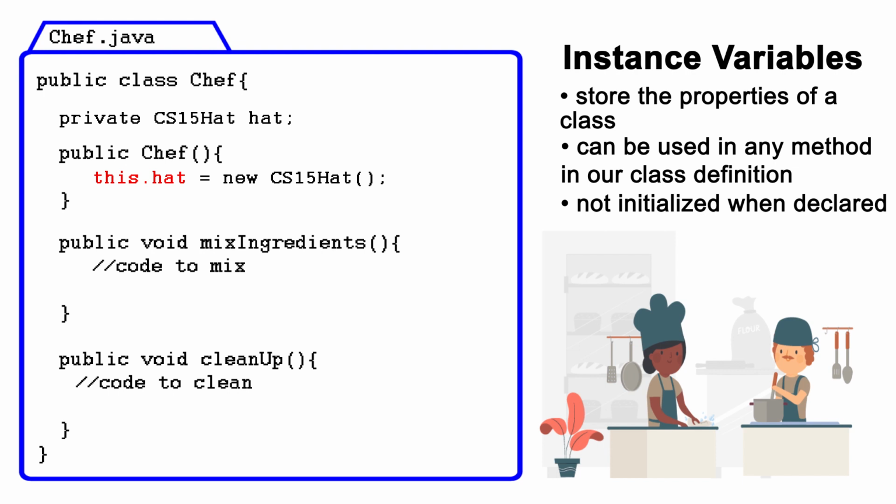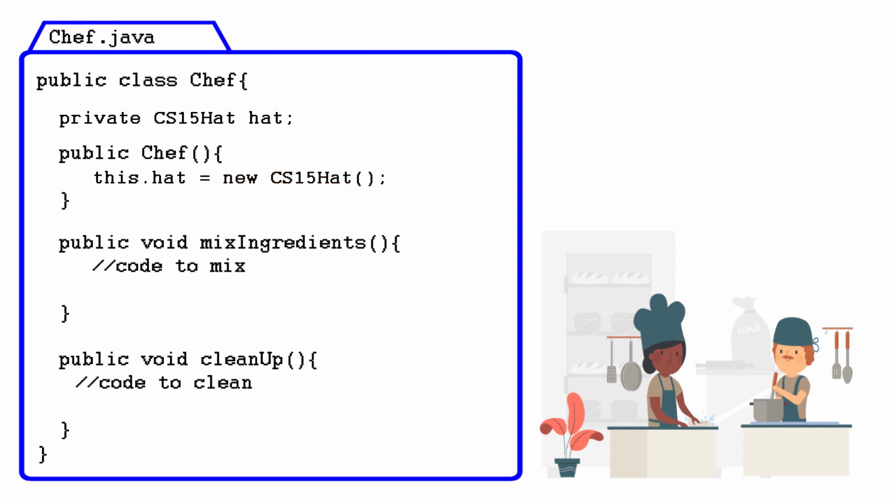Now we've set our hat instance variable to a new instance of the CS15 hat class. The new CS15 hat syntax calls the CS15 hat class's constructor written by the TAs. Since we created an instance of the CS15 hat class within our chef class, we say that the chef contains a CS15 hat. Now that we've initialized our hat variable, we can use it within any method of our chef class. Let's say that in our mix ingredients method, we want our hat to get dirty, and in our clean up method, we want it to get nice and clean.